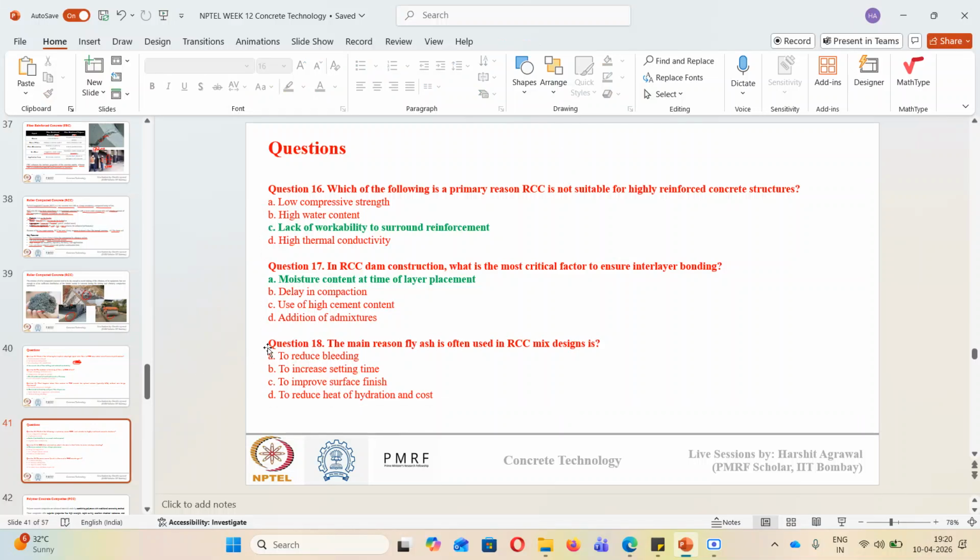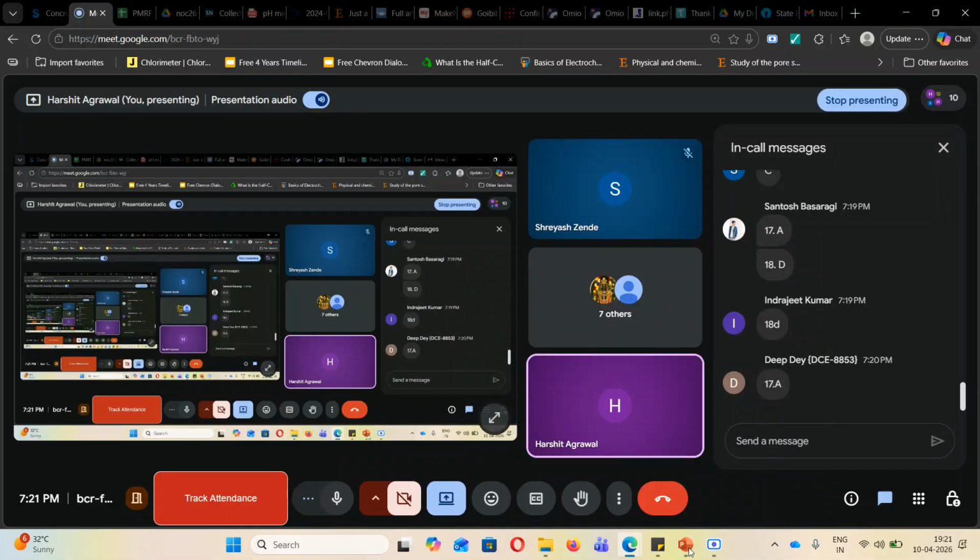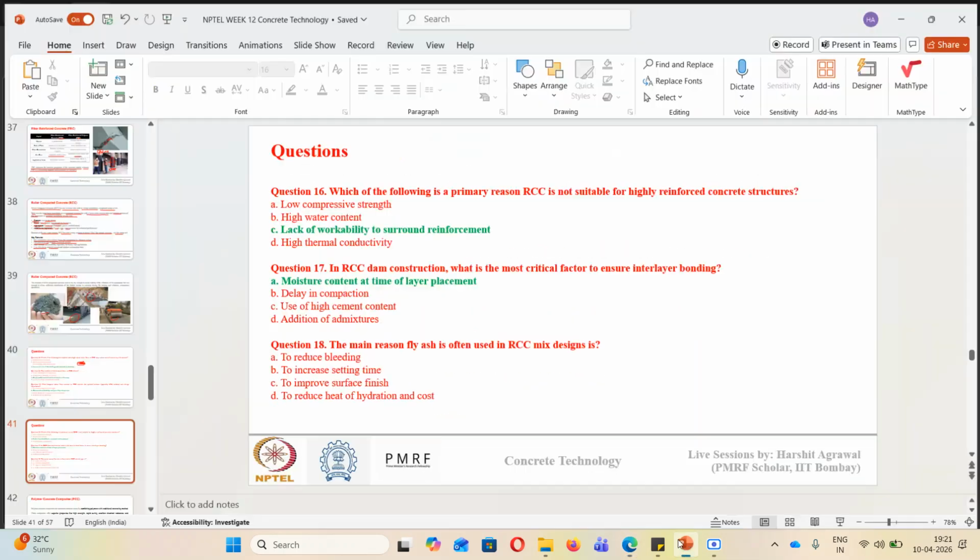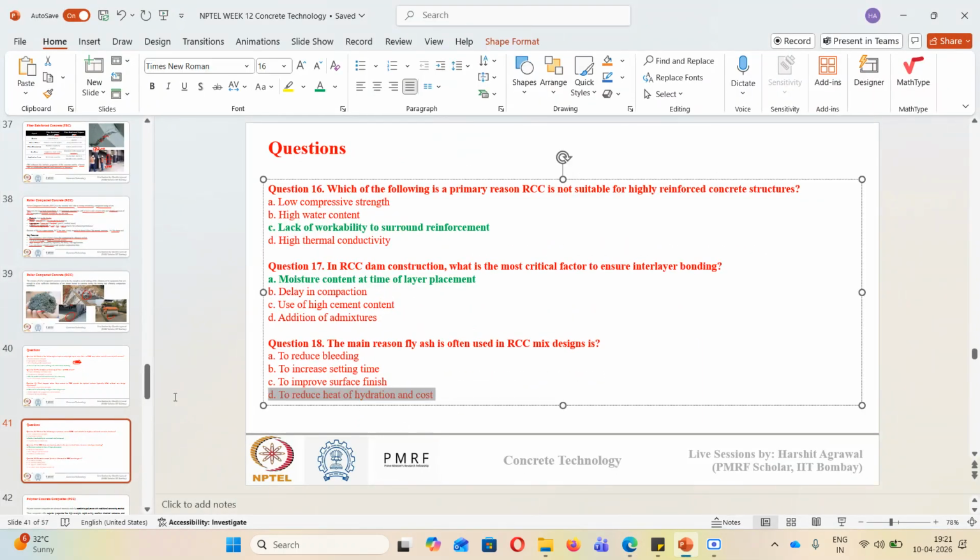Question number 18. Main reason fly ash is often used in roller compacted concrete. So, why do people generally add fly ash in roller compacted concrete? Okay, you have already given the answer for question number 18, D. Yes, the correct answer is D.